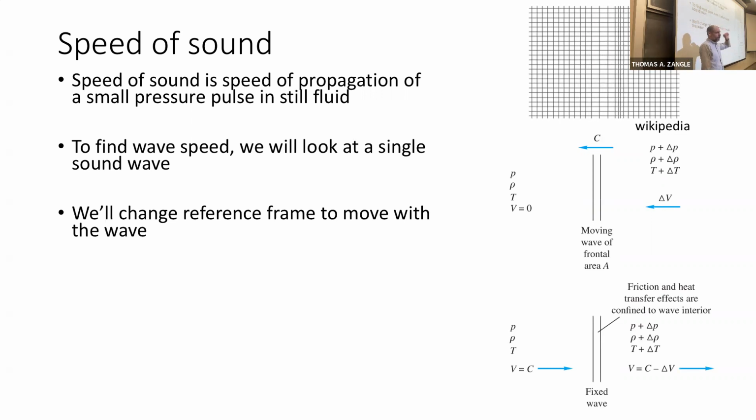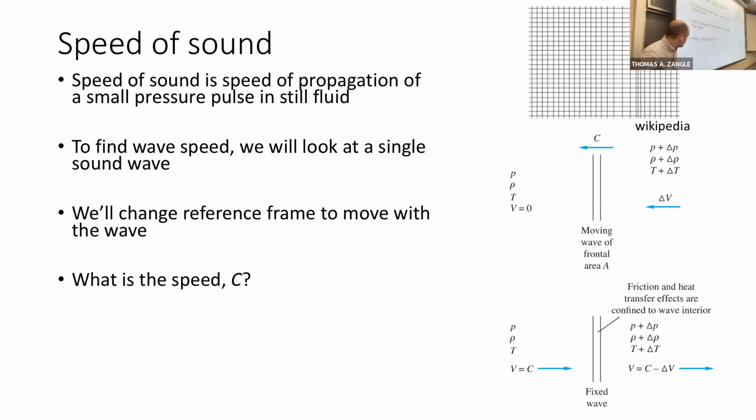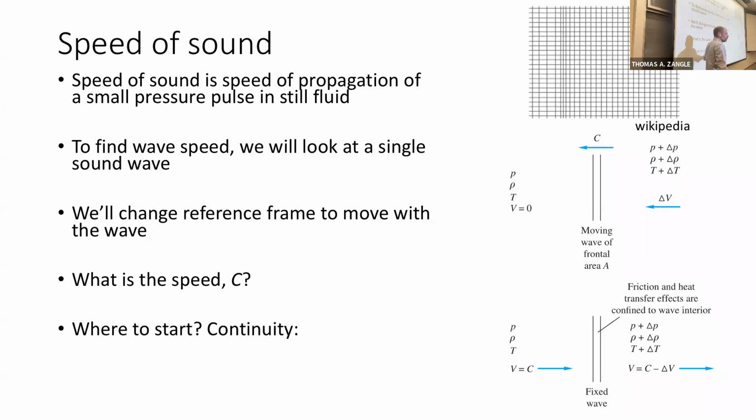So we're changing our reference frame to move with the wave. We're moving at the speed of sound down the room, much faster than I'm going. So now the question is, what is the speed C? Given that we have some wave that's fixed in our frame of reference, what is our speed C? We don't know where to start.